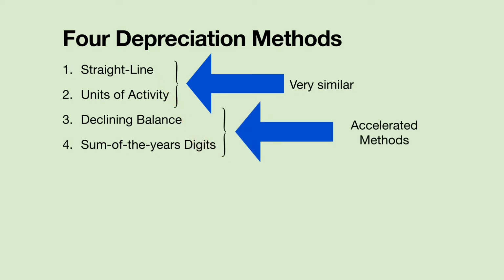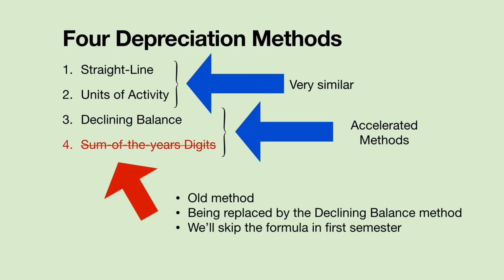The next 2 methods are accelerated depreciation methods. Later in this video, I will explain what accelerated depreciation methods are. But for now, you should know that the 2 accelerated methods are declining balance and sum of the year's digits. And you might think it's good news, but we're going to skip sum of the year's digits because it is being replaced by the declining balance method. So sum of the year's digits is an old method. You probably will never see it.